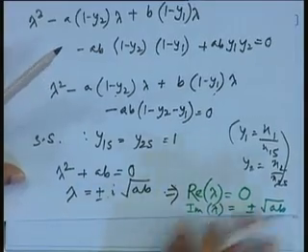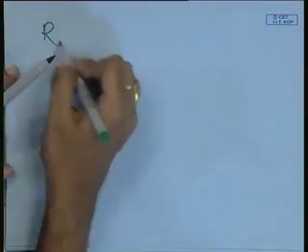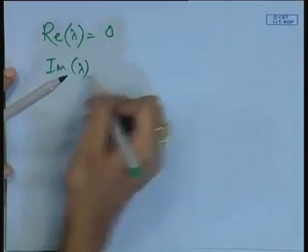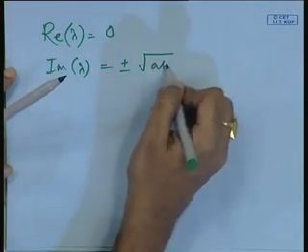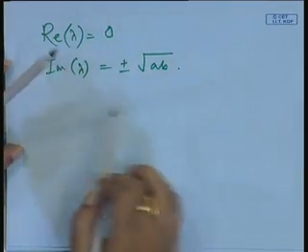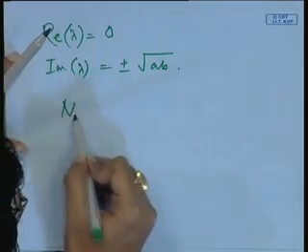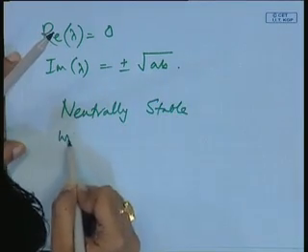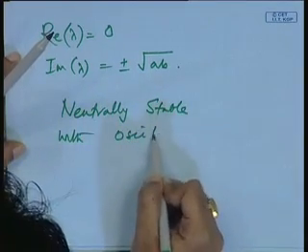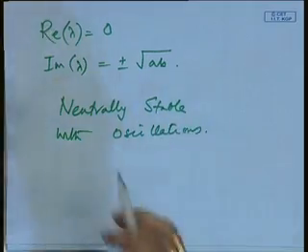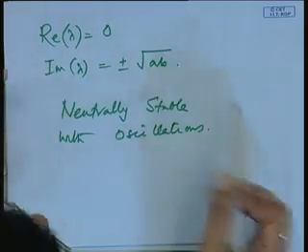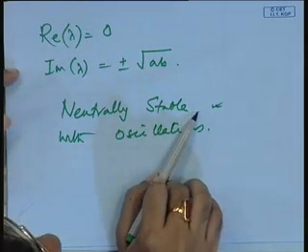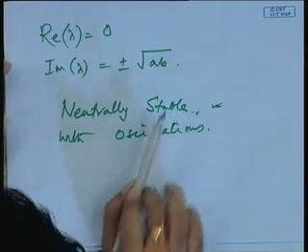So if the real part of lambda is 0 and the imaginary part equals plus minus square root of AB, this means what? This means that the system is neutrally stable with oscillations. The oscillations part we had already seen and predicted. The new thing that we find over here is that the system is neutrally stable. It is not asymptotically stable, it is not unstable, but it is neutrally stable.